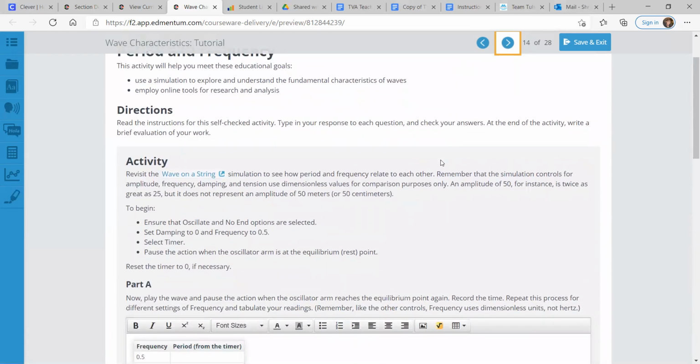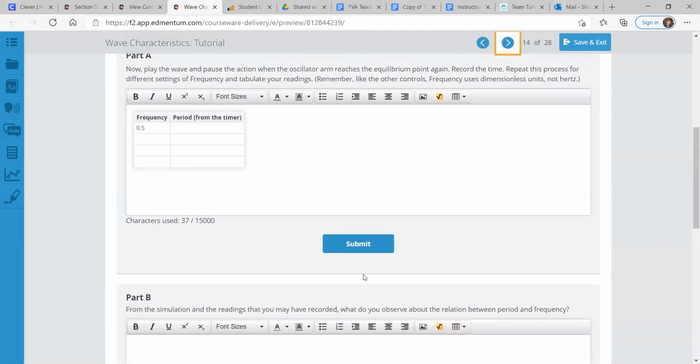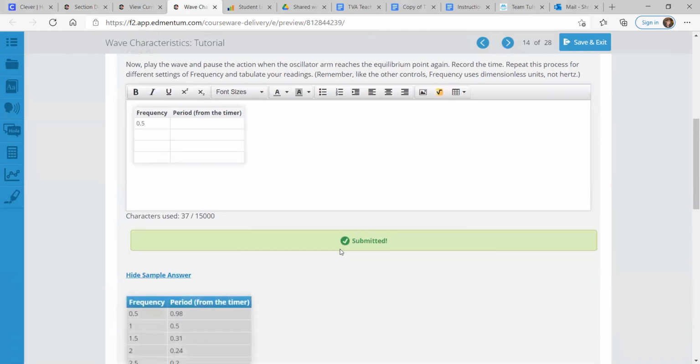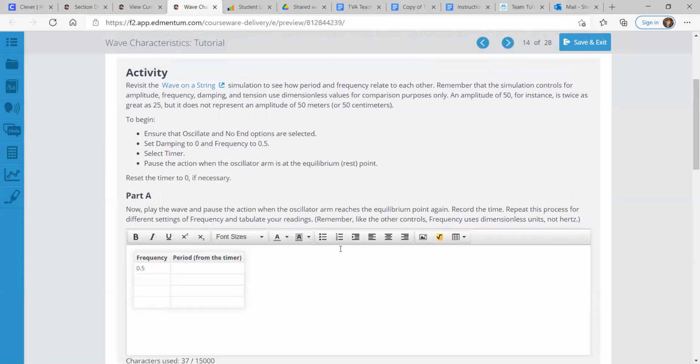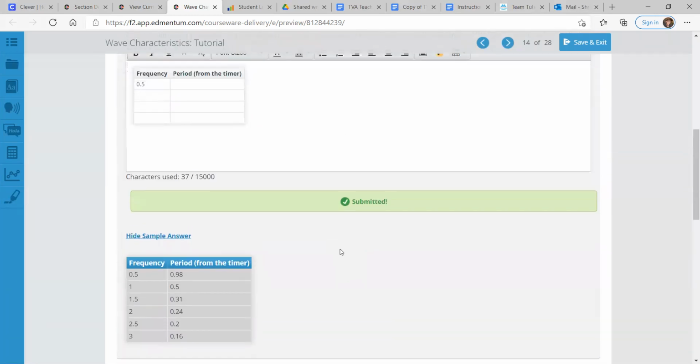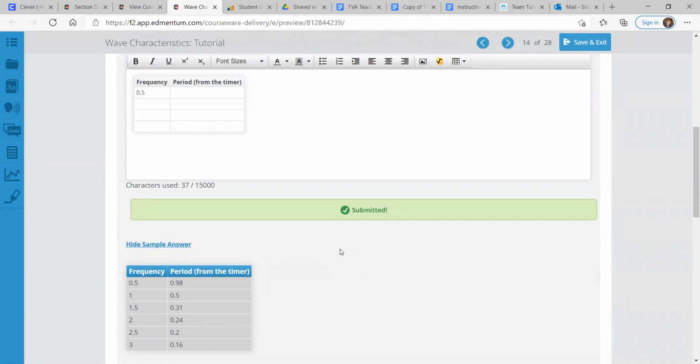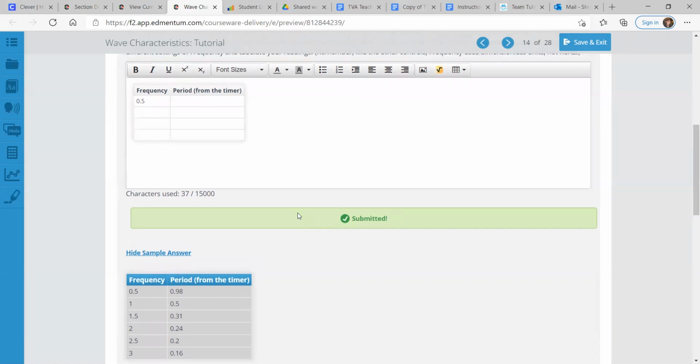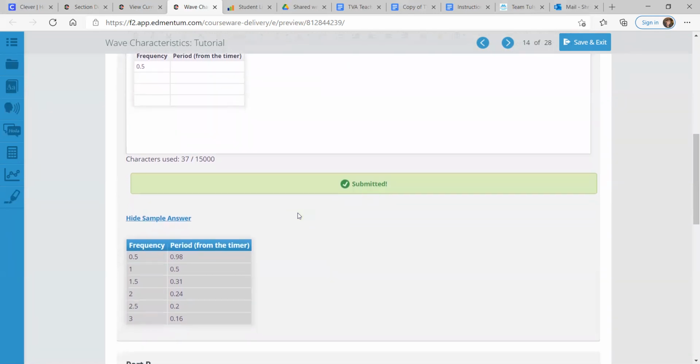So it takes you to another lesson activity. Wave on a string. It tells you the instructions. And then you are writing down your findings.